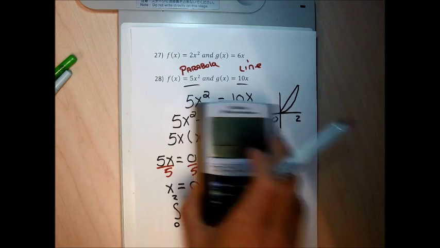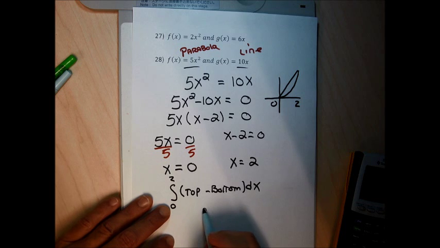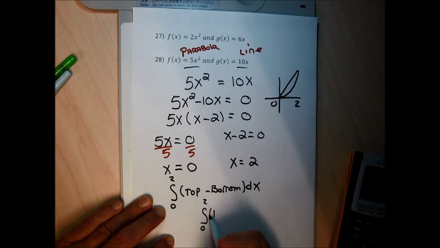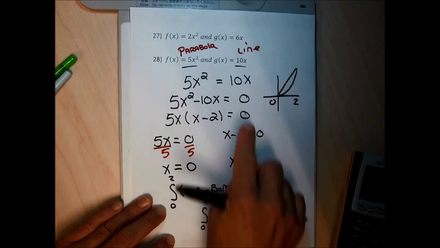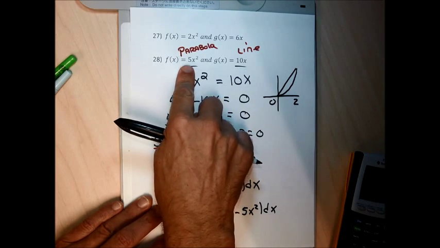So when I go to do my integration, I'm going to integrate the line first, which is 10x, minus the parabola second, which is 5x squared. I don't need an extra set of parentheses around the parabola equation because it's a monomial.